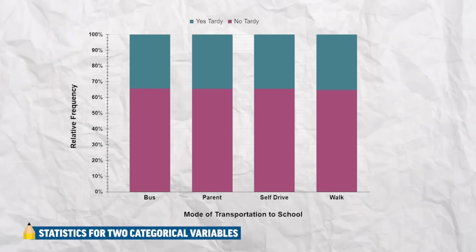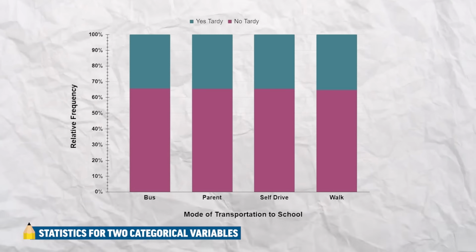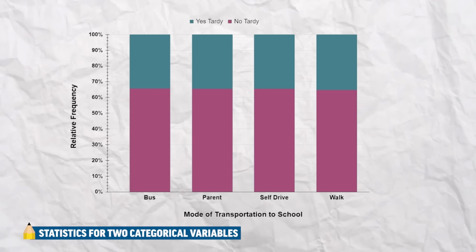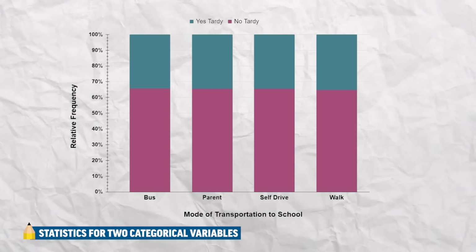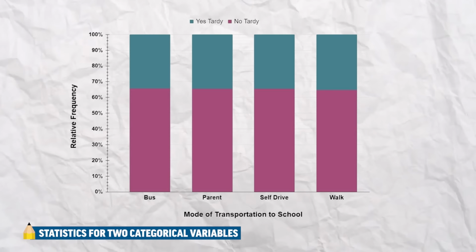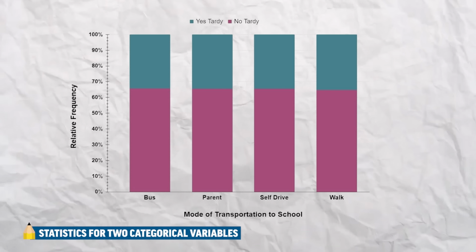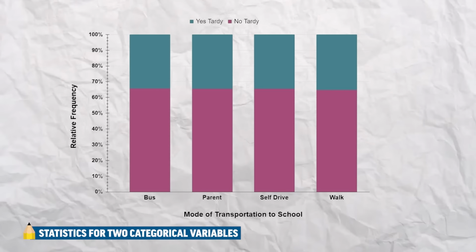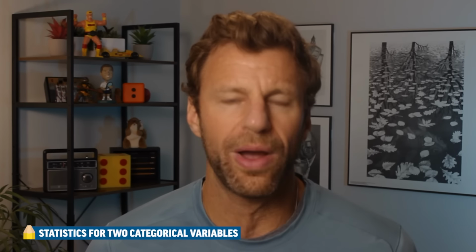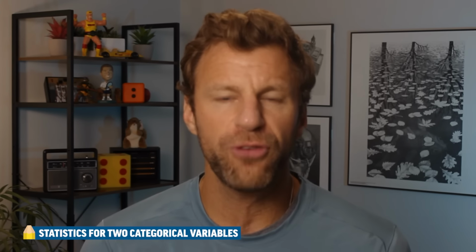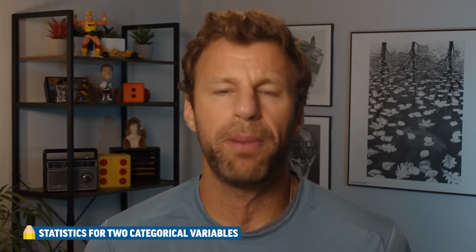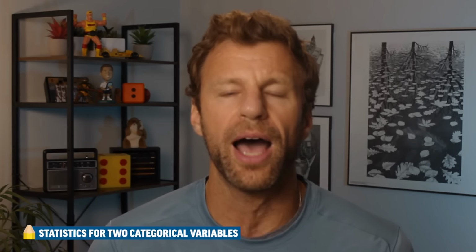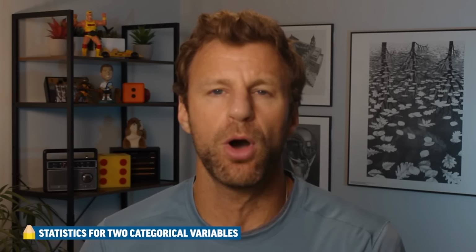Two-way tables can also be turned into some pretty sweet graphs called segmented bar graphs. Here we see a segmented bar graph where we've broken down the bars by mode of transportation. And then within each mode of transportation, we're separating the proportion of kids that were tardy and the proportion of kids that were not tardy in that mode. So basically, we're looking at conditional relative frequencies here, because the first bar is only for those kids that ride the bus. And of those kids, what proportion are tardy, what proportion are not. So we can see the breakdown for each mode of transportation.